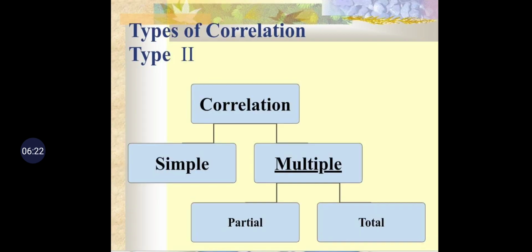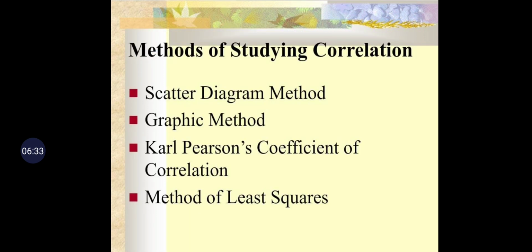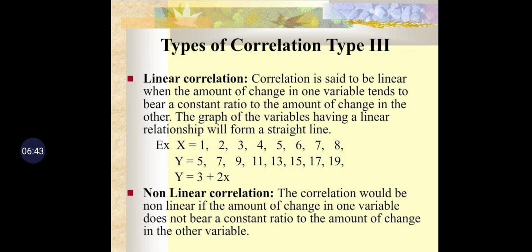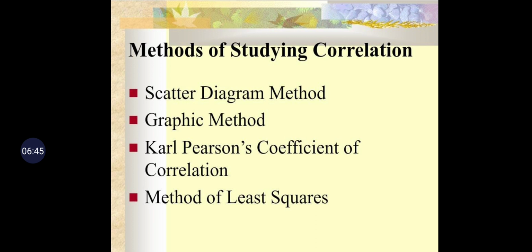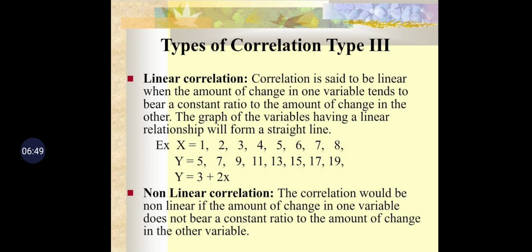Types of correlation, type 2. Correlation is of two kinds, simple and multiple. Multiple is of two kinds, partial and total. The methods of studying correlation: scatter diagram method or graphical method, Karl Pearson coefficient of correlation, and the method of least squares. Now I am taking up these methods of studying correlation.